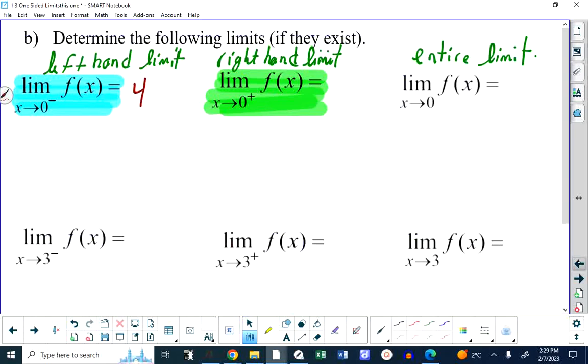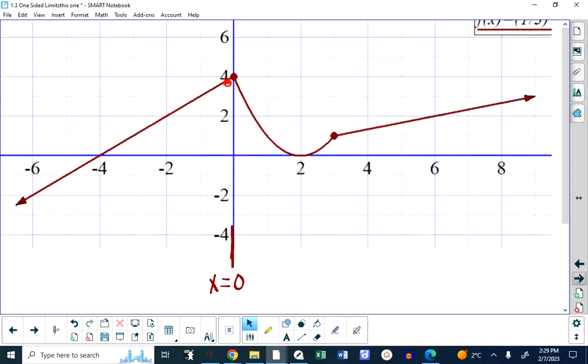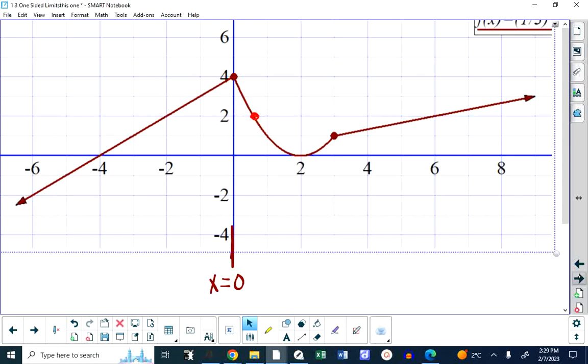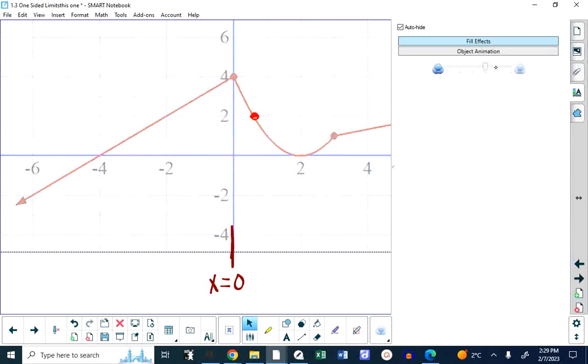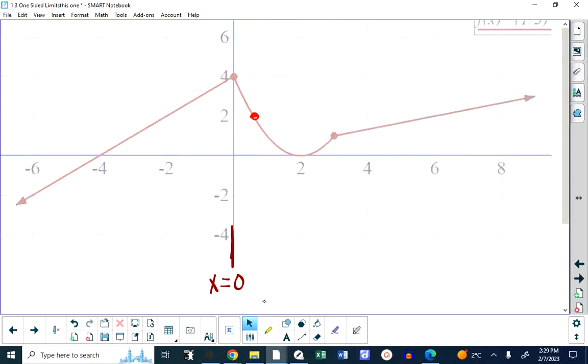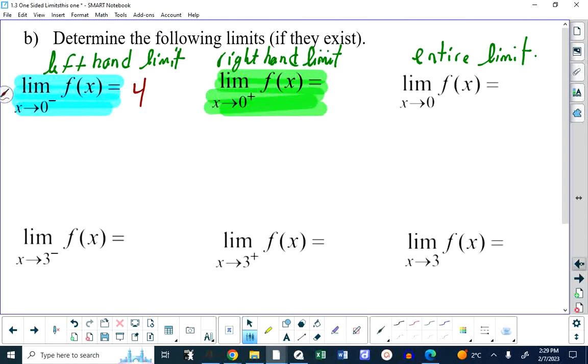What is the right-hand limit equal to? And this may seem too simplistic, but there is a point. What is the right-hand limit equal to? Well, now I am here. Now I am here. I'm still approaching 0, but I'm coming in from the right. I'm still getting closer to y equals 4, which means that the right-hand limit is 4.